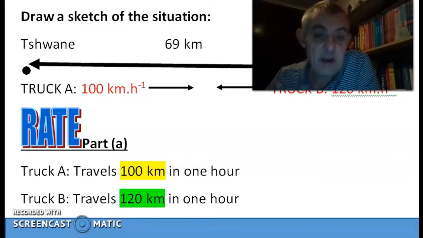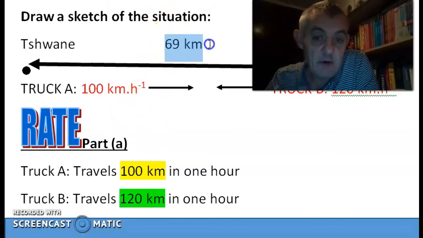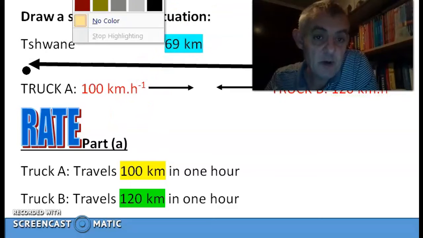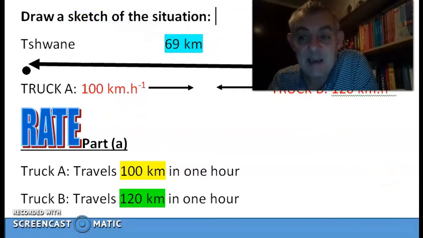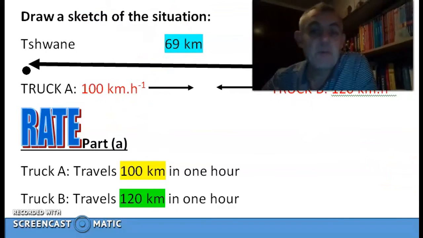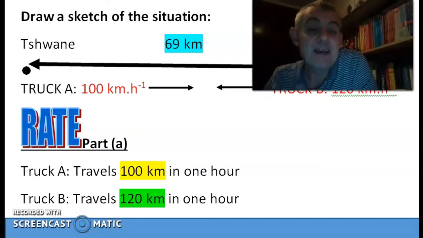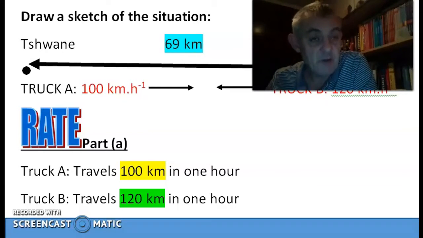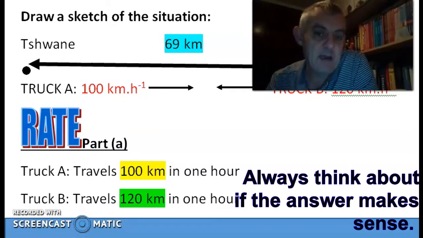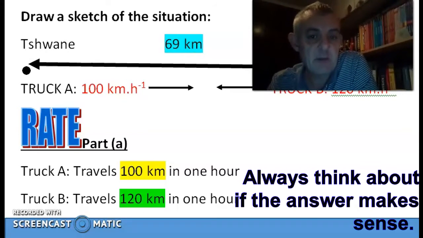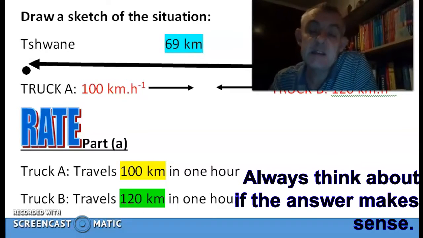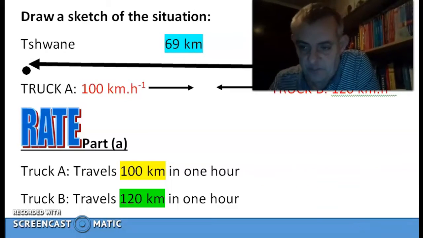You know how far the trucks can travel in 1 hour. Now obviously Pretoria and Tshwane and Johannesburg are only 69 kilometers apart. So you should realize this journey will take less than an hour. So that must be kept in the back of your mind. If you get an answer that is more than 1 hour, you should know that you've done something wrong and you need to go back and see where you've made that error.